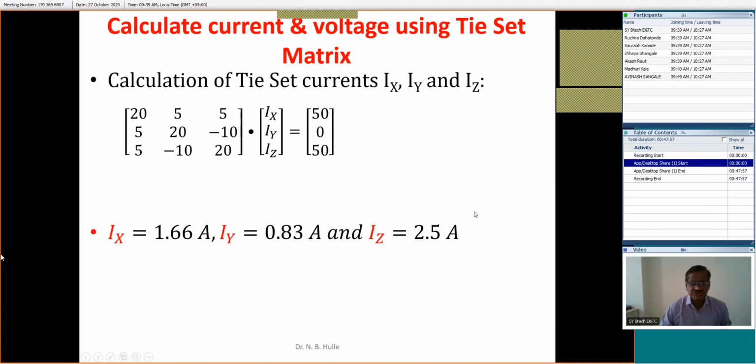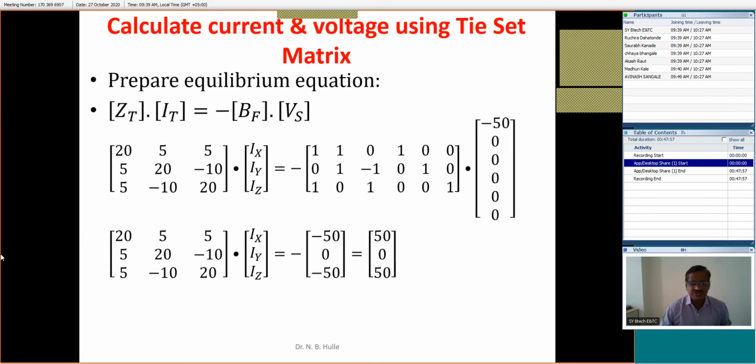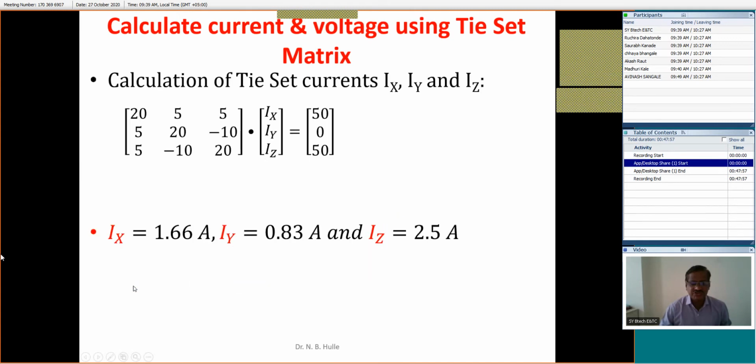If I am coming down again, what I have done? I have taken these values as it is, and this value. And we are able to find out its currents using the calculator.